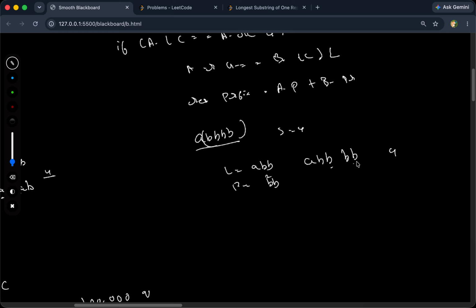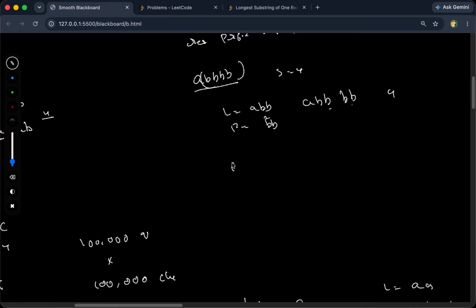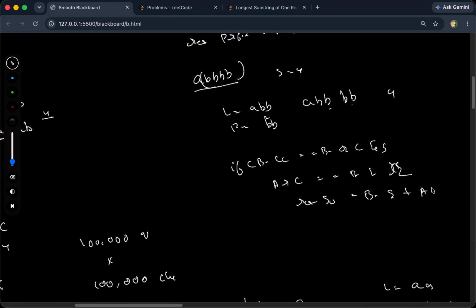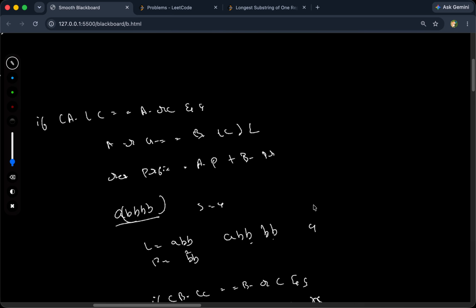Okay, now see, we can combine the left suffix and right suffix. How? If b dot left character is equal to b dot right character and a dot right character is equal to b dot left character, res dot suffix is equal to b dot suffix plus a dot suffix. Okay, sorry for this code.